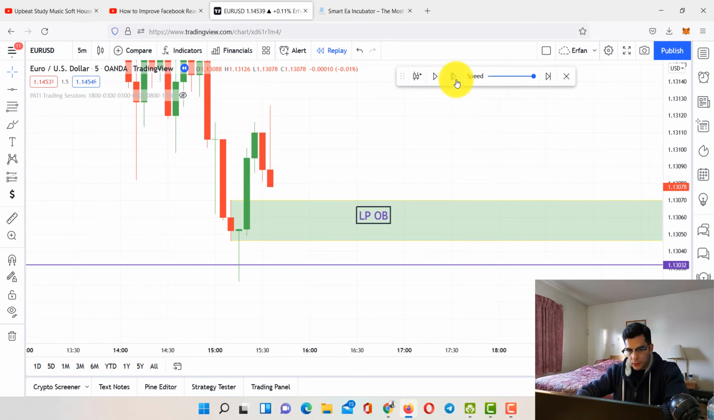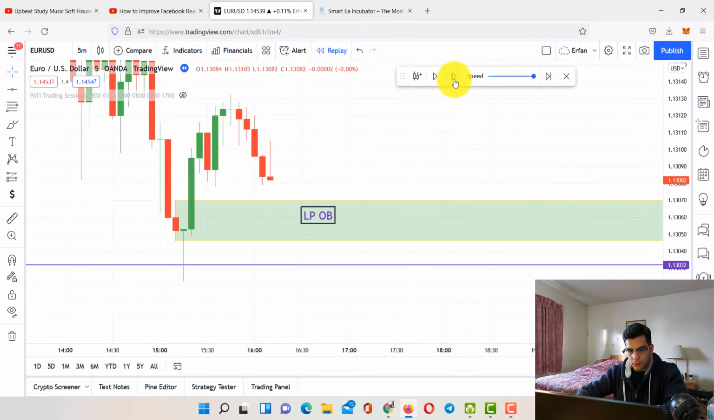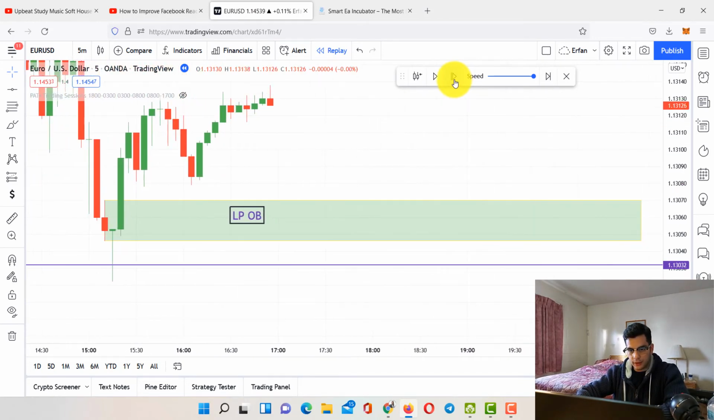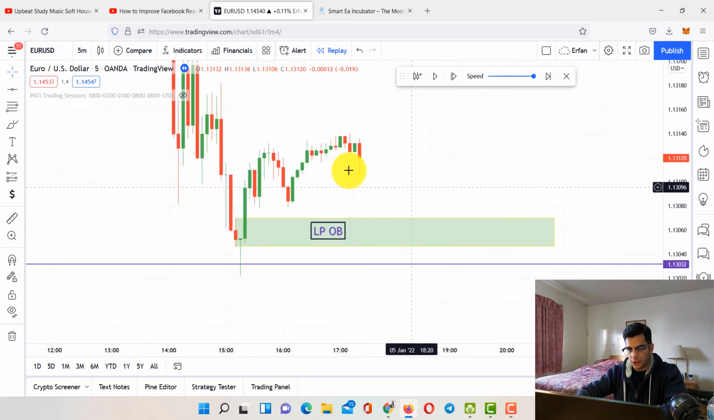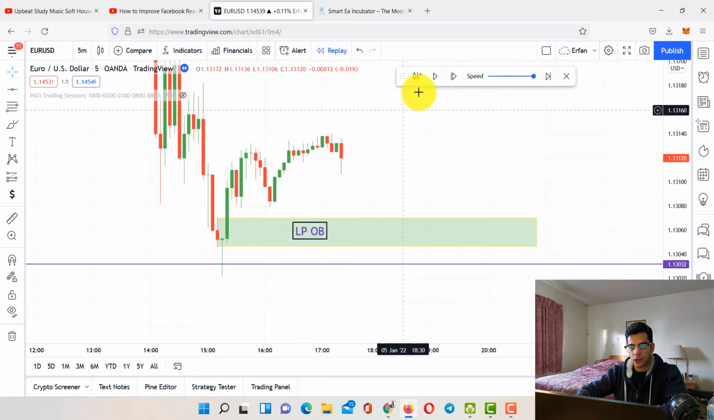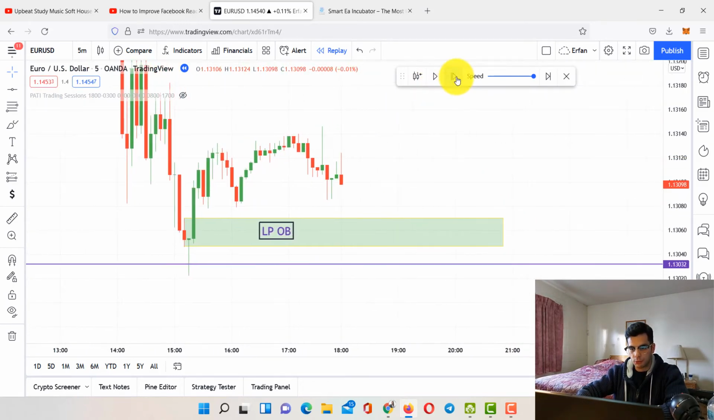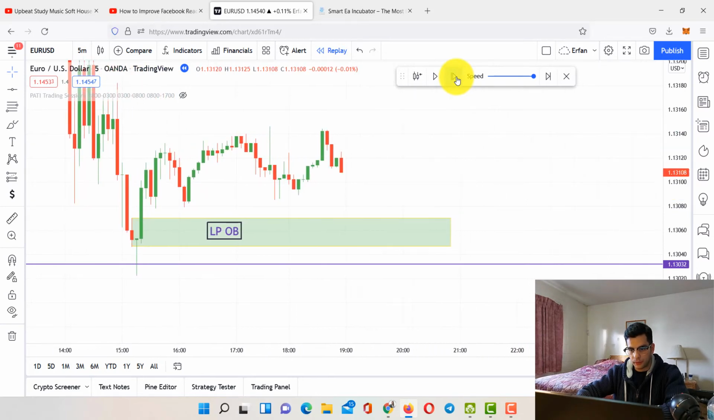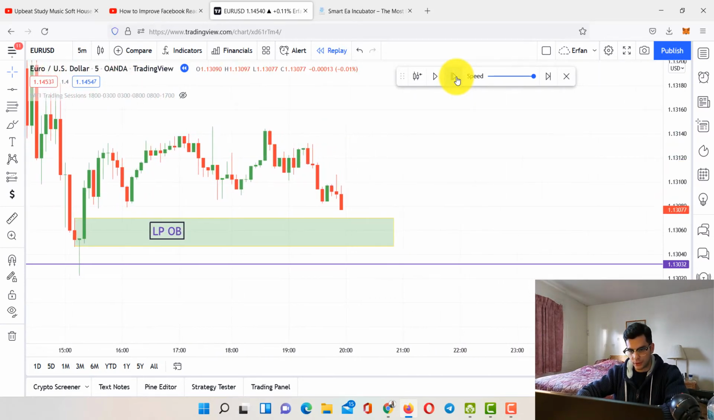Okay, so if I want to play it, I'm going to wait for the price to hit this zone, and then let's see what happens. As you can see, it's creating higher highs and higher lows. That's going to give us more chance to be more flexible with our trades. So let's see how long it takes.